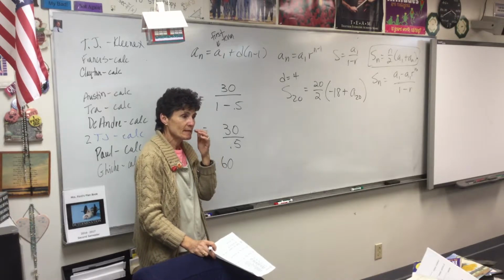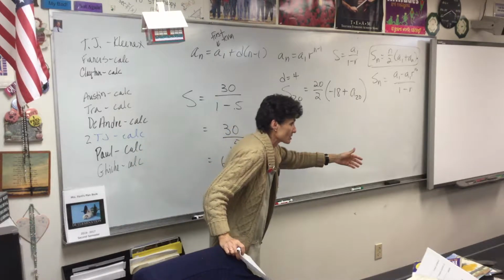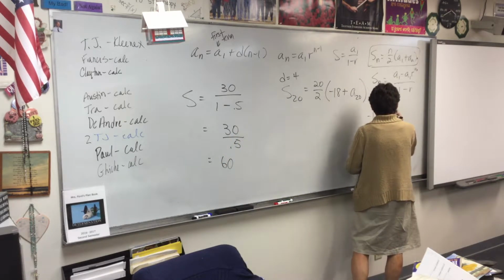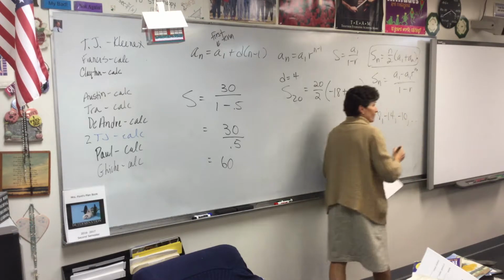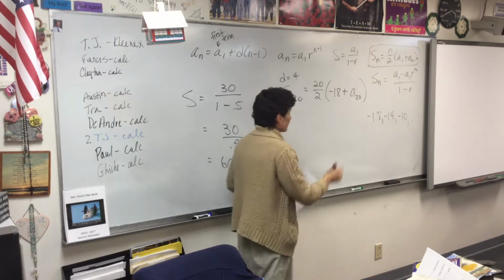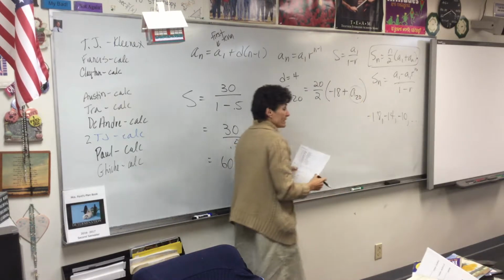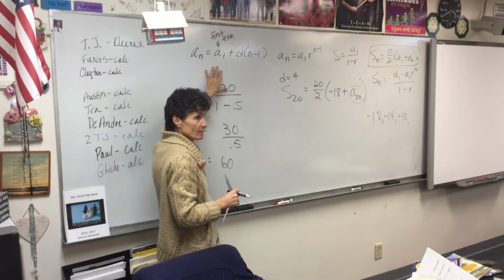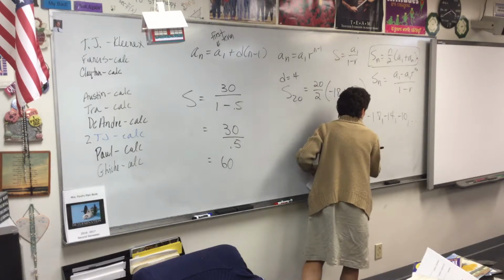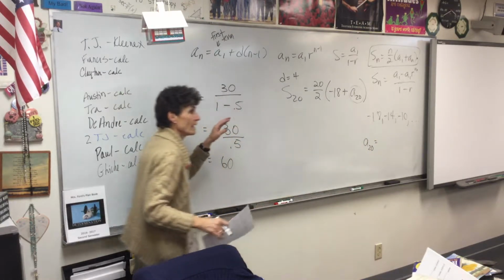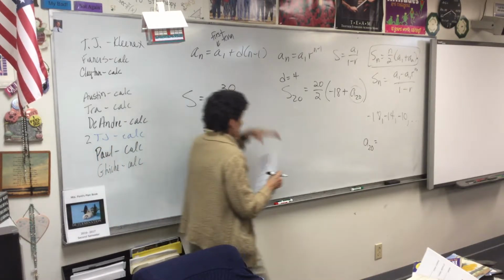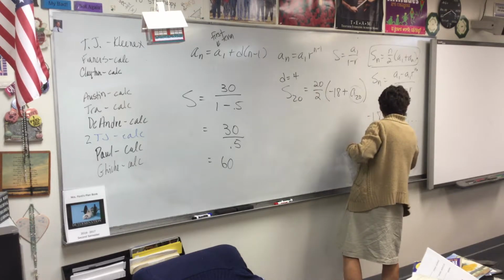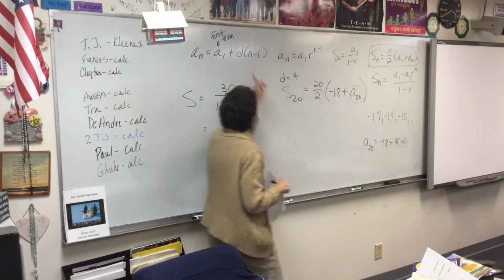Now what does a sub 20 mean? The 20th number in the list, right? Do I know the 20th number in the list? No. So guess what? I have to find it. And if I want to find a sub 20, I need to use this formula. Right? So a sub 20 will equal what? What will a sub 20 equal? Negative 18 plus 4 times 19. How did I get 19?